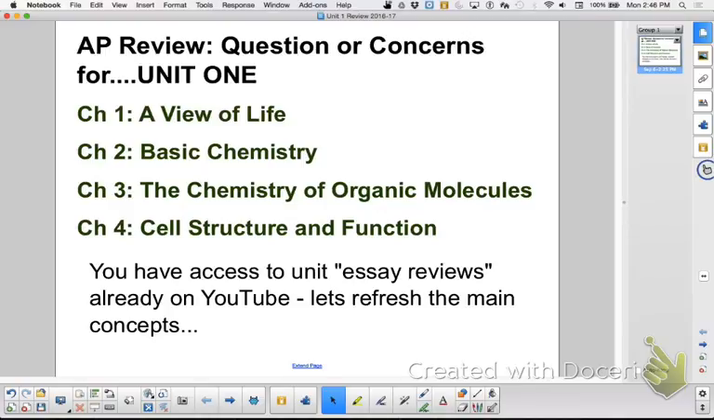Cellulose, cell wall, what else? Chitin, right? So those were carbohydrates. Then we talked about proteins. What are proteins built out of? Amino acids. How many different amino acids are there?